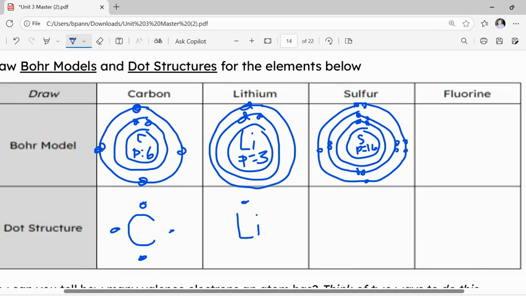Then we go down to our dot structure. Well, we have an uppercase letter S. We have 2 dots at the top to match our valence electrons. We have 2 dots on the right-hand side, and then we have 1 single dot at the bottom and 1 single dot on the left.